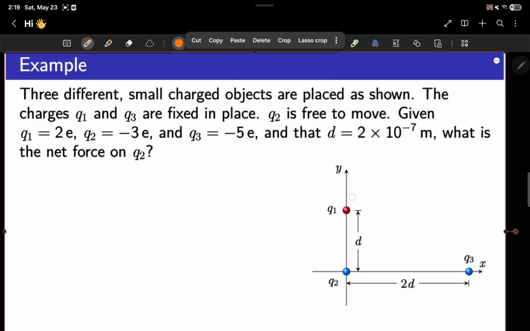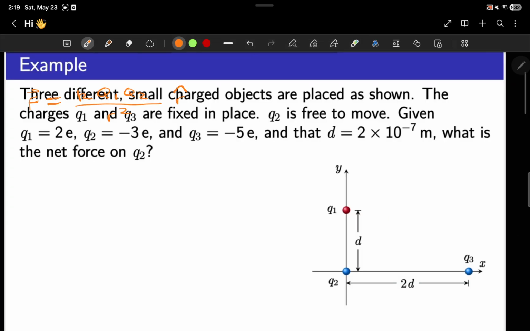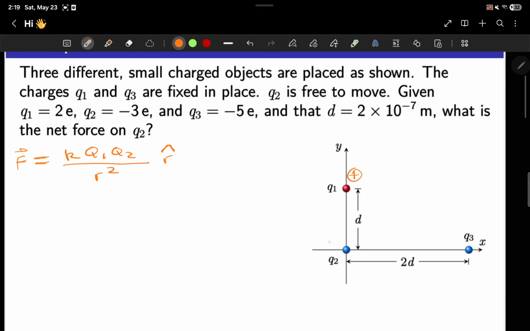Now charge 1 is positively charged. Charge 2 is negatively charged, and charge 3 is negatively charged. The first thing we do in this kind of question is we draw the force vectors. And the idea is that we want to find the net force on charge 2. So you want to find the forces on charge 2.